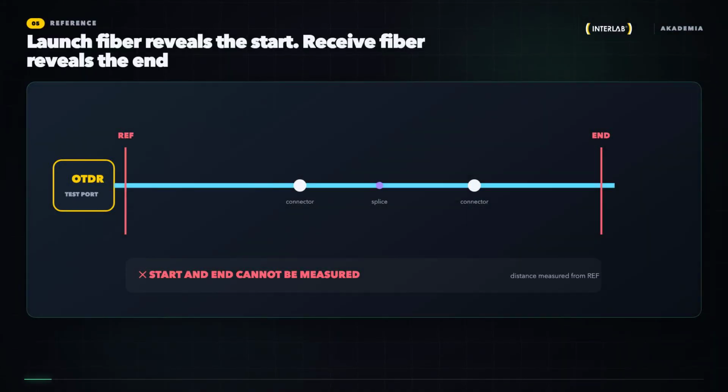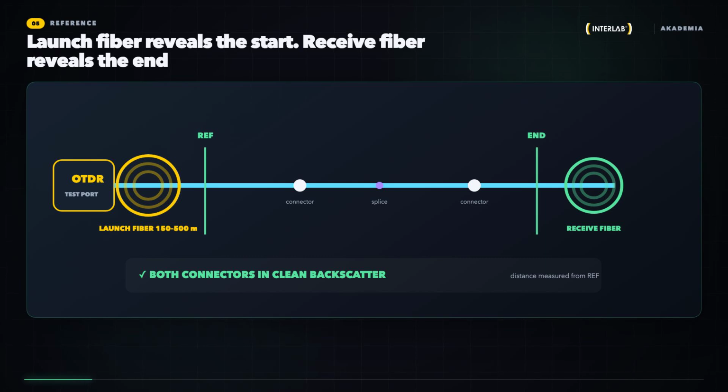The first connector in a link is usually hidden beneath the large launch reflection. Without additional fiber, it cannot be evaluated reliably. A launch fiber, typically 150 to 500 meters long, moves that connector beyond the dead zone.